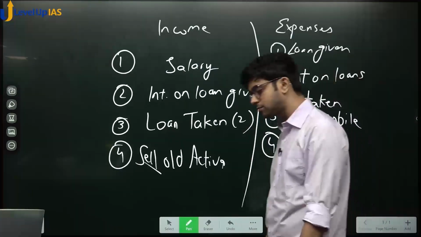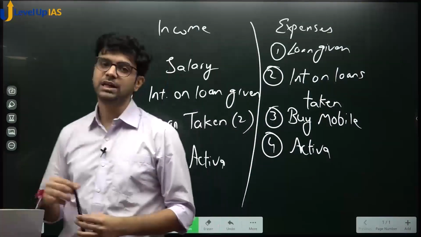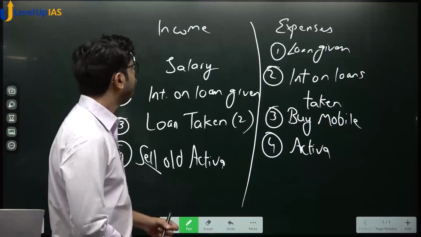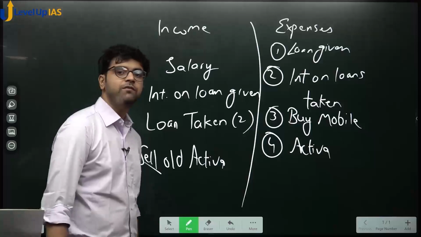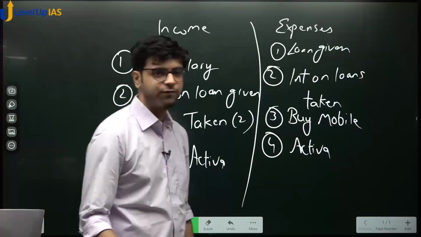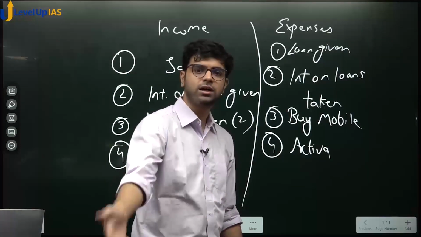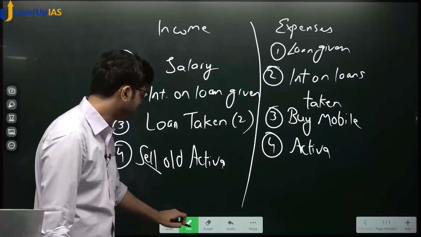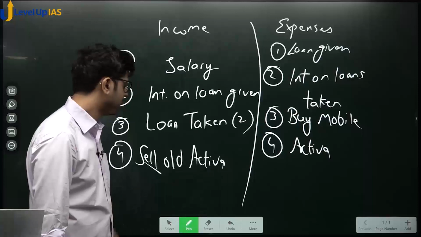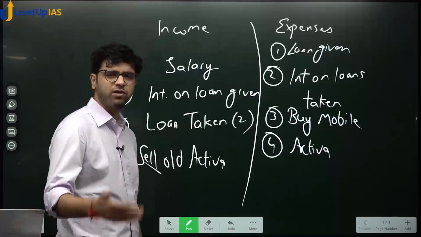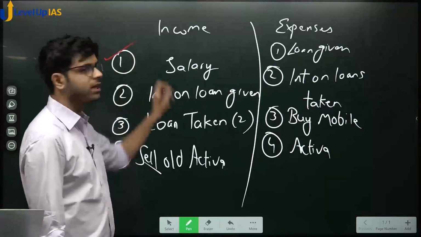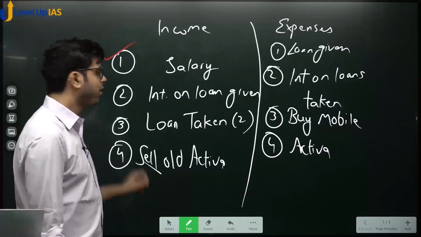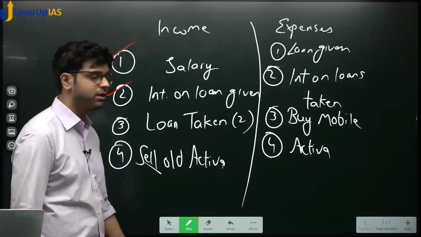Right? Now, we will try to classify them. Now, we will try to see the nature of each of these. You tell me which of these are recurring in nature, which happen periodically. What happens periodically out of this? Periodically, every month, every week, or every year. Does salary come periodically? Yes. Does interest on loan come periodically? Yes, because he is giving you every month.